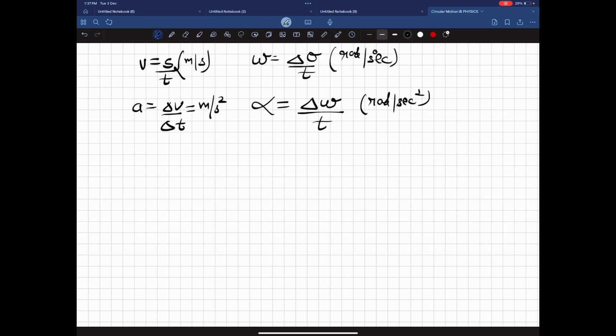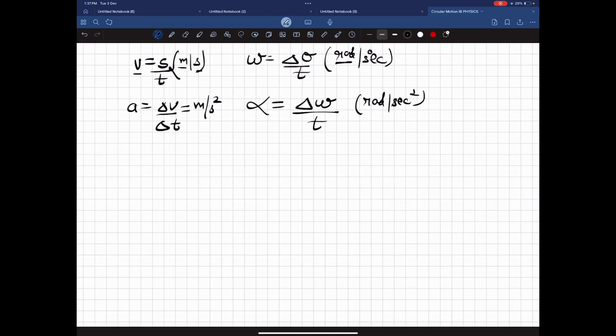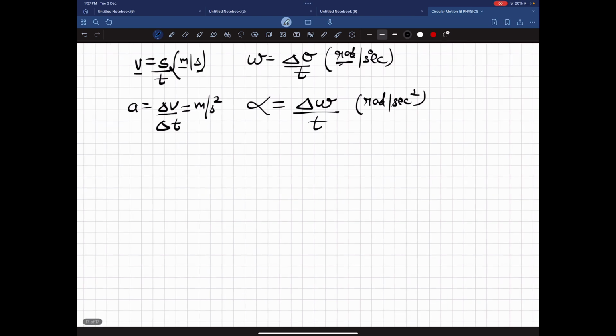The conversions are similar. In place of displacement, you're using angular displacement. So the unit of meter changes to radians. In velocity, it is meters per second. Now it will be radians per second. In acceleration, it is meters per second square. Now it will be radians per second square.